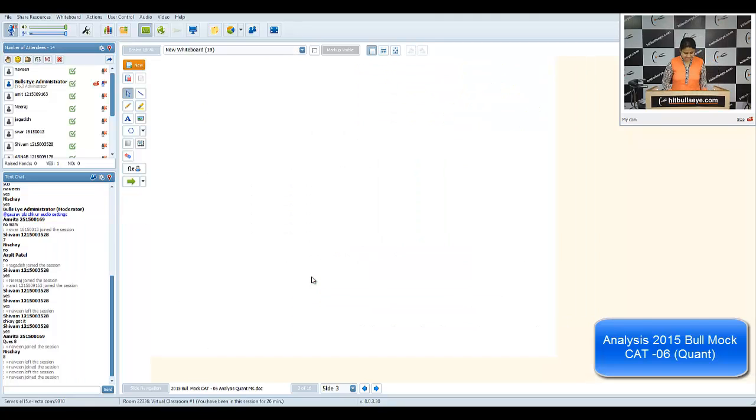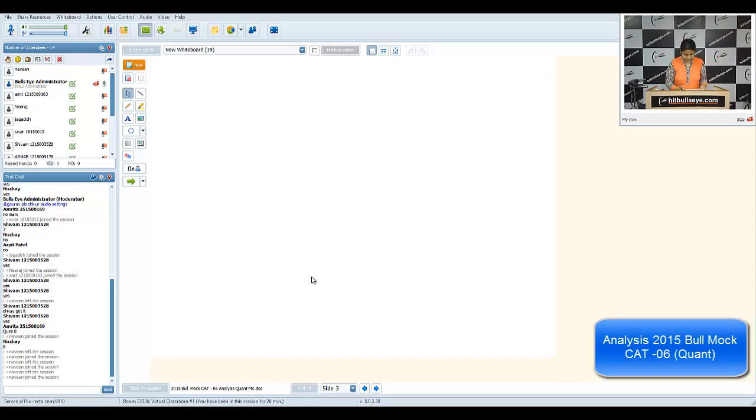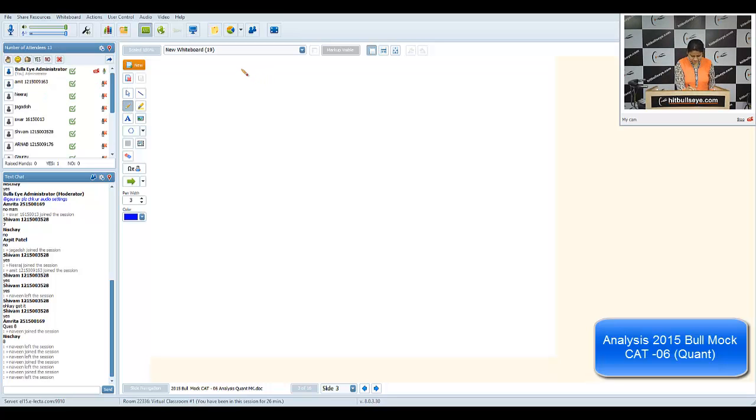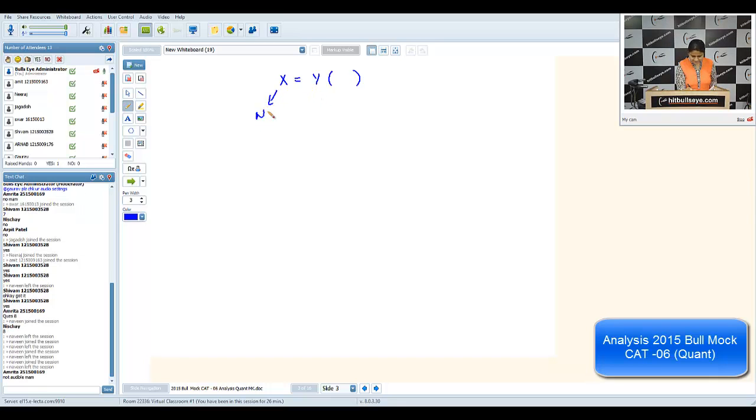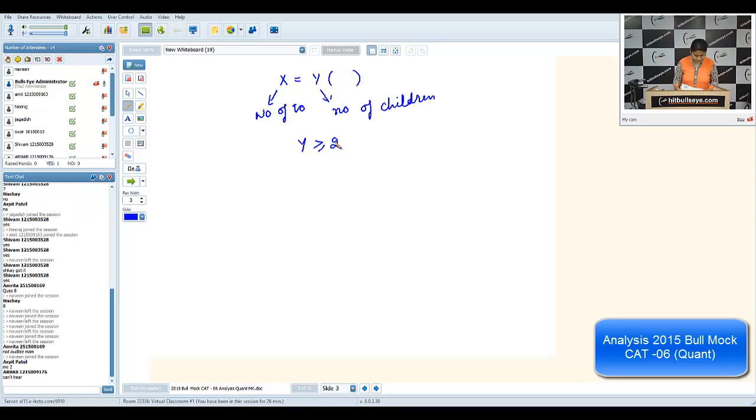Now taking another condition. See, what are the other conditions? It says X toffees can be distributed equally among Y children. It means X is equal to Y into something. These are the number of toffees and these are the number of children. The next condition is Y greater than 1, so I can say Y is greater than equal to 2. Is it okay now?